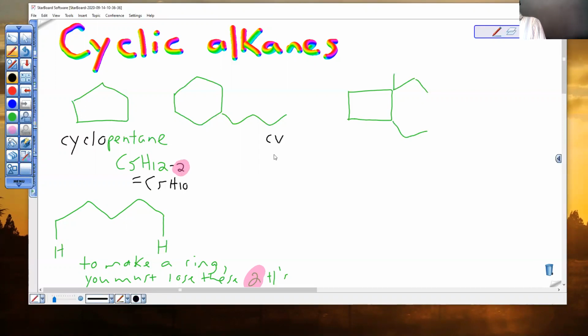Okay, this next molecule is also a cyclic molecule. It's got 6 carbons in the ring, hexane, and it's got a group on it. I believe it's a butyl group. 1, 2, 3, 4. So you just say butyl cyclohexane.